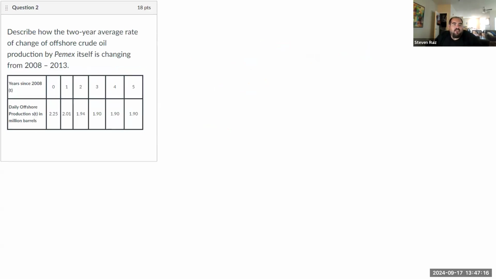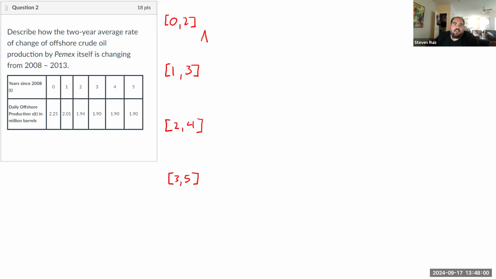All right, question two. So we have another table that shows us from 2008 to 2013 the offshore production in millions of barrels. So we're asked how the 2-year average rates of change happen here. So basically, how many different 2-year intervals am I going to have? Let's just keep note of all of them first. So 0, 2; 1, 3; 2, 4; and 3, 5. So if I'm looking at 2-year spans, those are all the 2-year spans I can come up with based on the information I have.